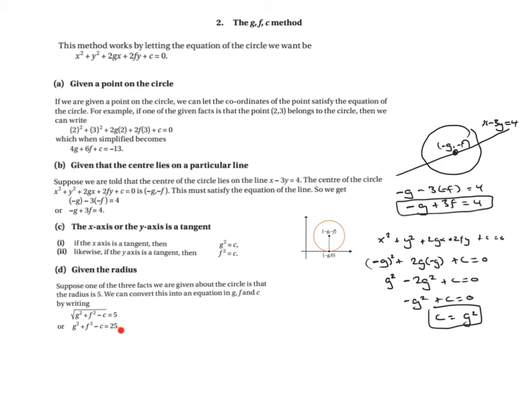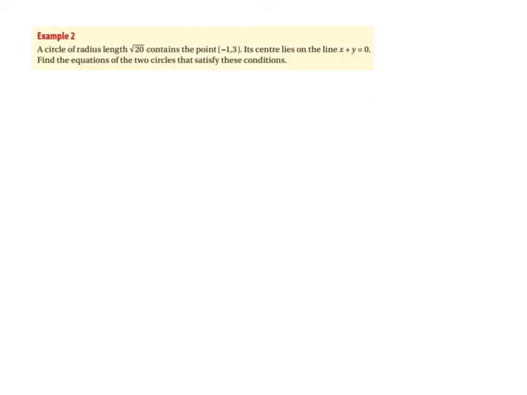So normally we need 3 bits of information to solve these, because we have 3 different variables. Okay, so let's have a look at an example of this. You can see example 2, it says a circle of radius length 20, so we can use the radius formula for that. It contains the point minus 1, 3, so it's a point on the circle, which means we can use the general equation of the circle, and its centre lies on the line x plus y is equal to 0, which means that we can use the idea that minus g and minus f are going to be on this line.